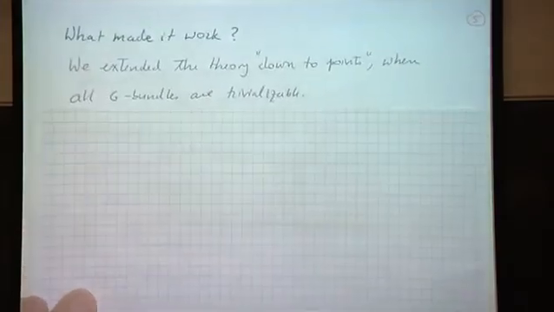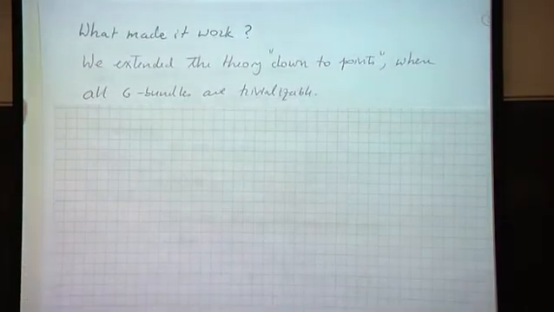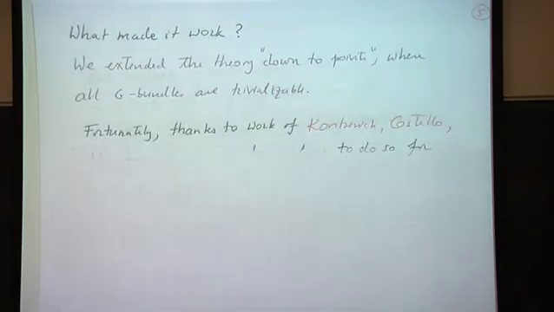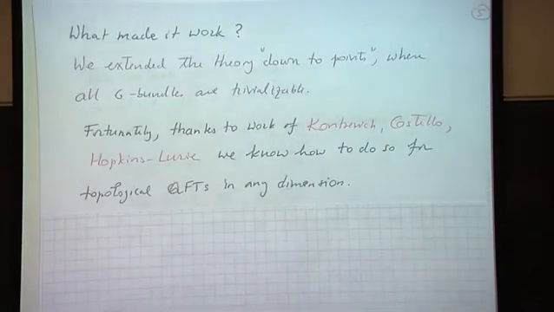So what made it work was that we knew the theory was on points where there are no twisted sectors. All G bundles are trivial. And thankfully, thanks to recent progress in topological quantum field theory, at least in the topological case, we know how to do that for more general quantum field theories.